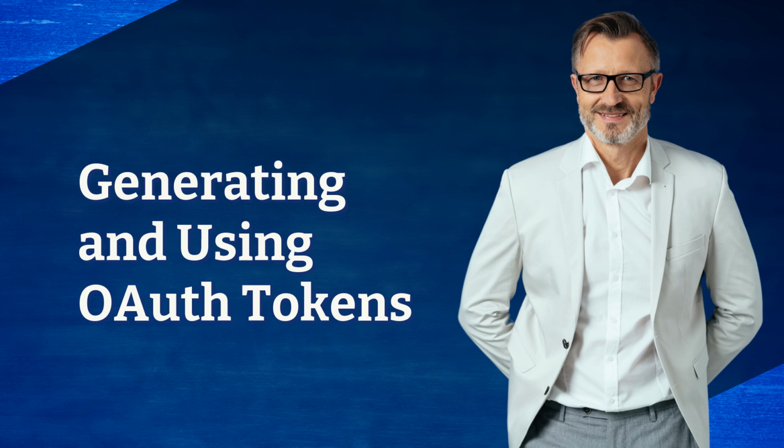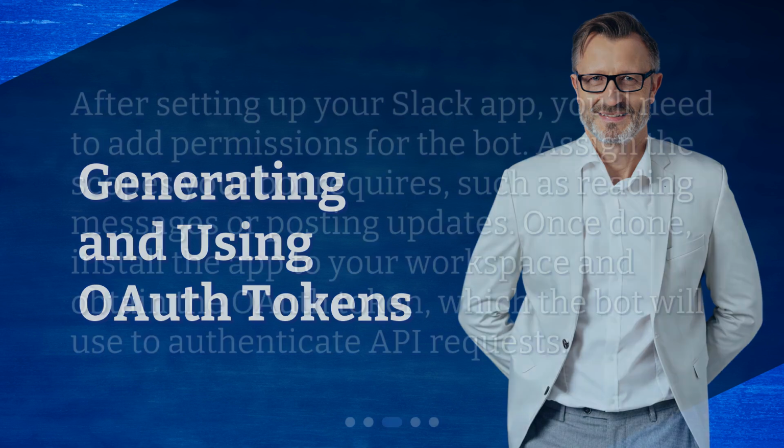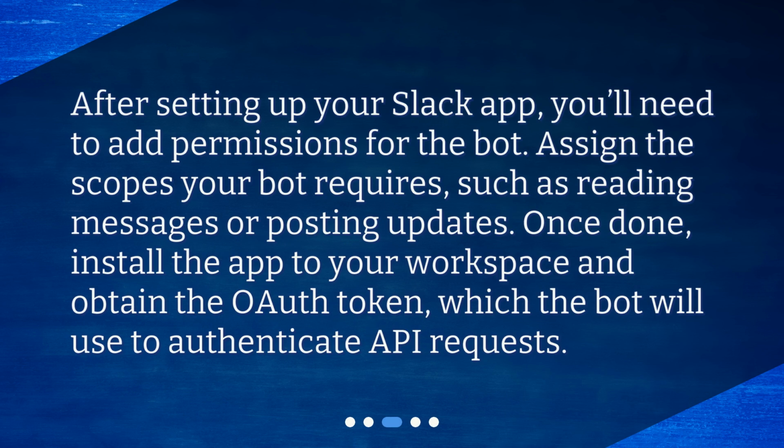Generating and using OAuth tokens. After setting up your Slack app, you'll need to add permissions for the bot. Assign the scopes your bot requires, such as reading messages or posting updates. Once done, install the app to your workspace and obtain the OAuth token, which the bot will use to authenticate API requests.